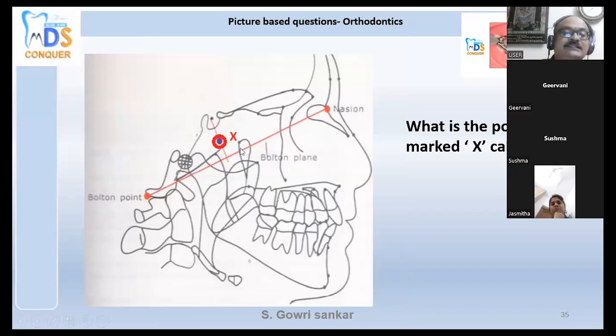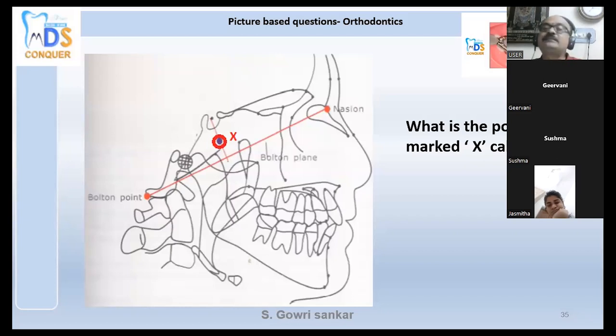So you can clearly see this is the PTM, pterygomaxillary fissure. And recently in one of the entrances, 2019 or 20, what is this point marked X called? Yes, it is the registration point or R point. When connecting the Bolton-nasion plane, when you drop a perpendicular from the sella, the midpoint of it is called the R point. I put it as X. It is called the R point, registration point.